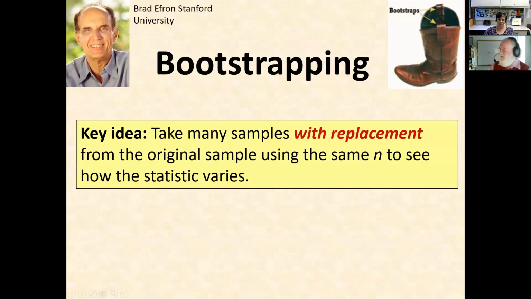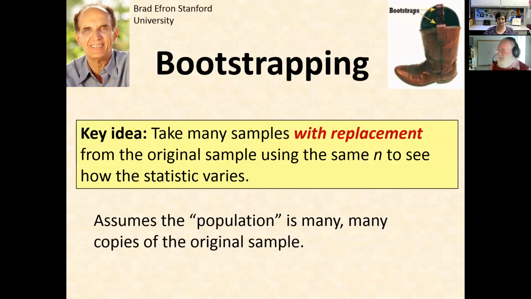So here's the basic idea. What we're going to do is take our original sample and take many samples with replacement, that's very important, with replacement from the original sample, using the same sample size, to see how the statistics vary. Behind all this, we're assuming the population is many, many copies of the original sample. So when we talk about a representative sample, what we're usually saying is the population is many, many copies of that sample. That's the key thing we're looking at here.